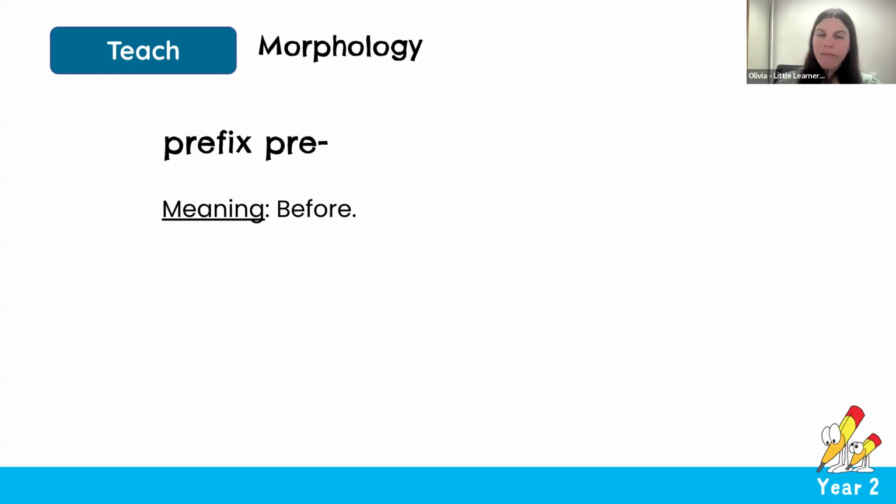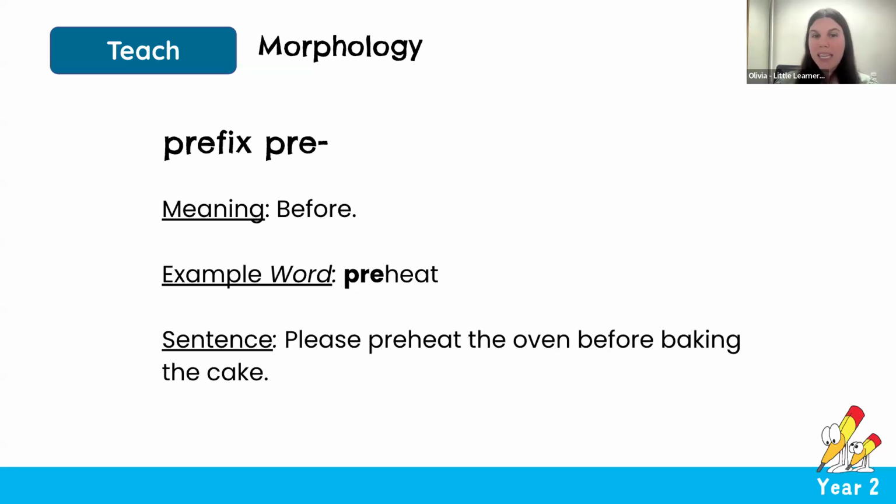Pre means before. It's obvious here in the word prefix itself, where pre indicates that it comes before the word, but also in our example word preheat, to heat before. Please preheat the oven before baking the cake.